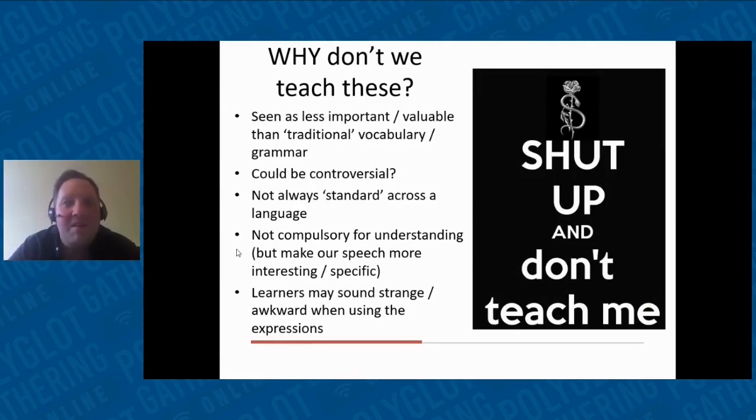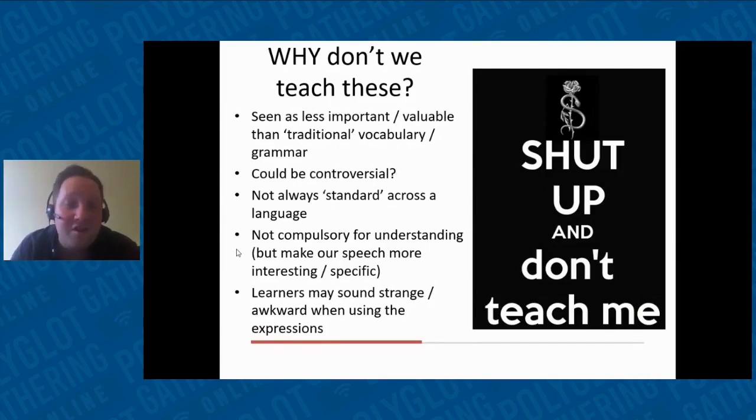So maybe we think, oh, it's really useful to learn freezing and cold, and we can express whatever we need with those words. So why go potentially down a rabbit hole of all these other possible variants? But I think it's a shame.